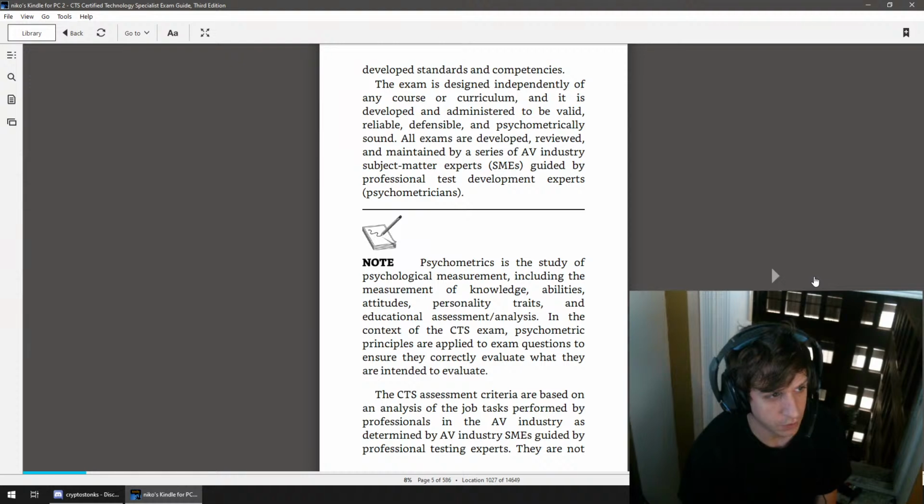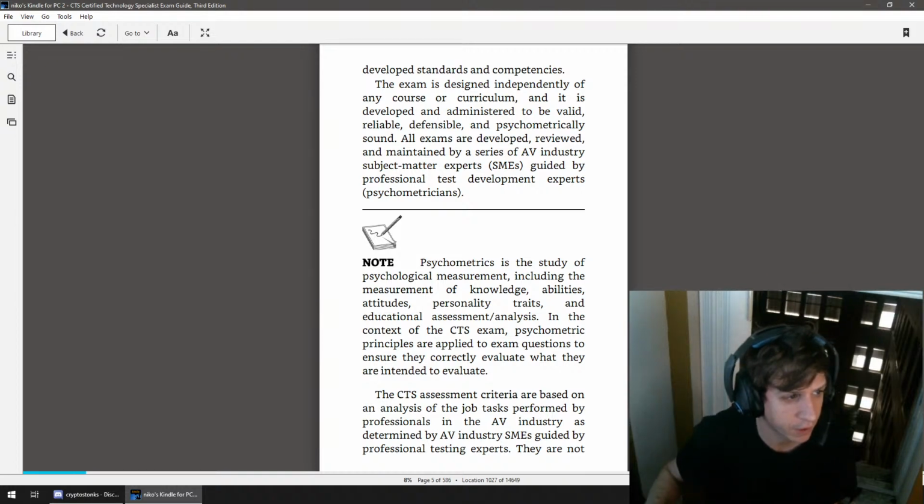Note: psychometrics is the study of psychological measurement, including the measurement of knowledge, abilities, attitudes, personality traits, and educational assessment analysis. In the context of the CTS exam, psychometric principles are applied to exam questions to ensure they correctly evaluate what they are intended to evaluate.